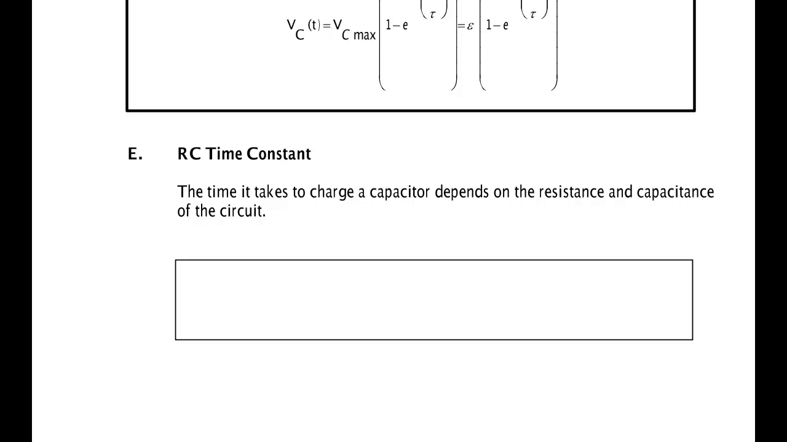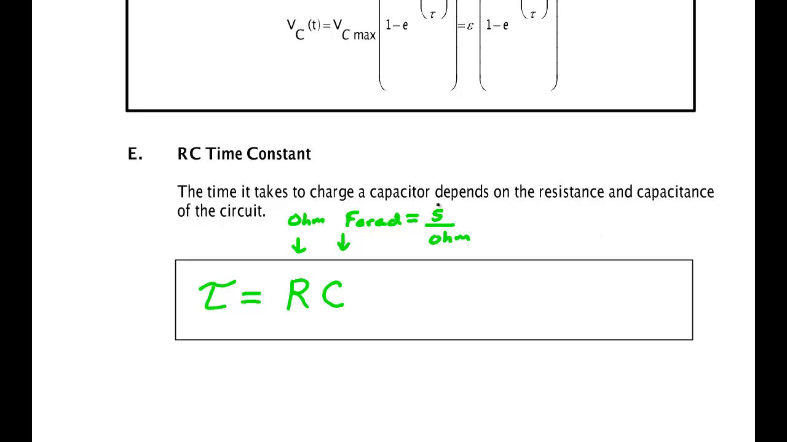Tau is called the RC time constant. And it's called that because its value is found by multiplying the resistance times the capacitance. If you look at the units of this, this is an ohm. And this is a farad. But a farad is equal to a second per ohm. So when you multiply by ohm, you get seconds.